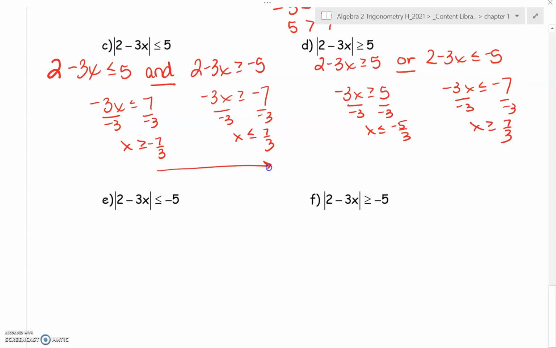So what I would like you to do right now for each problem is go ahead and graph them on the number line and try and write a solution in interval notation. Go ahead and pause the video and give it a try.